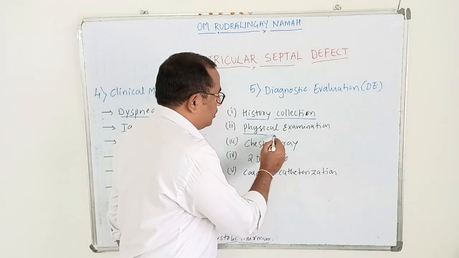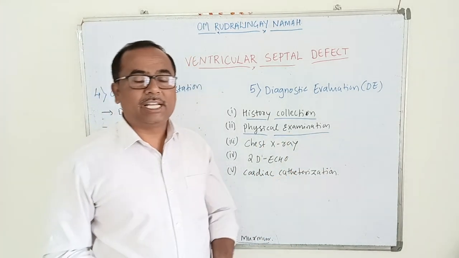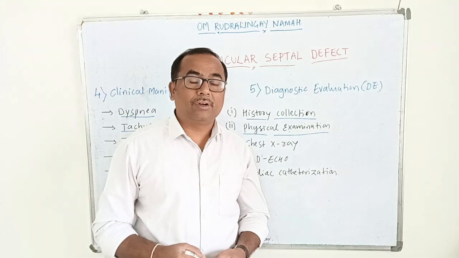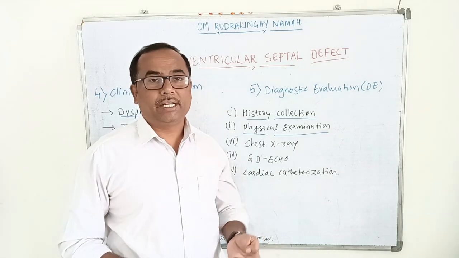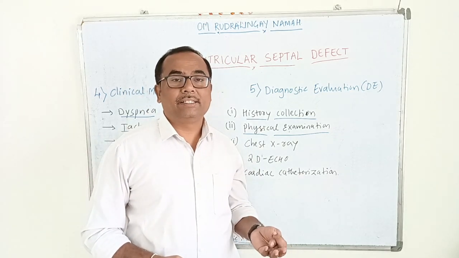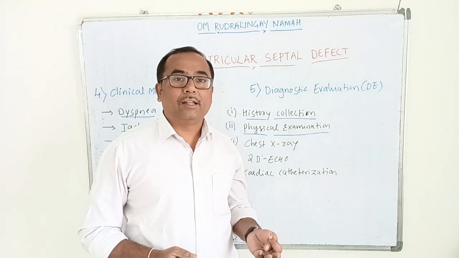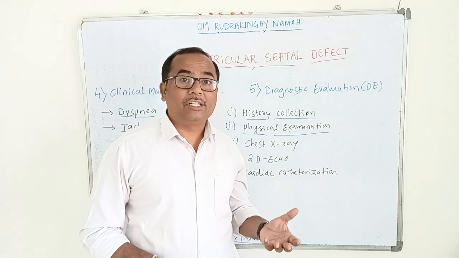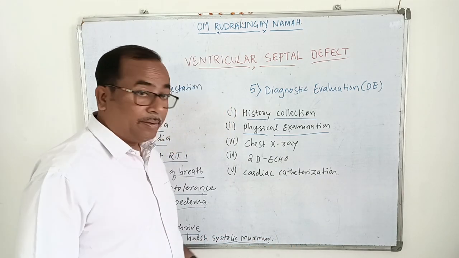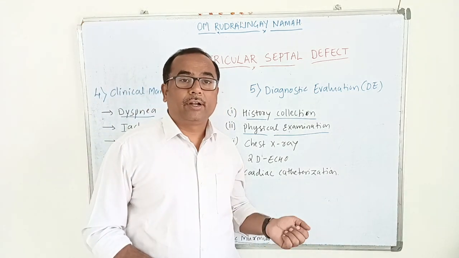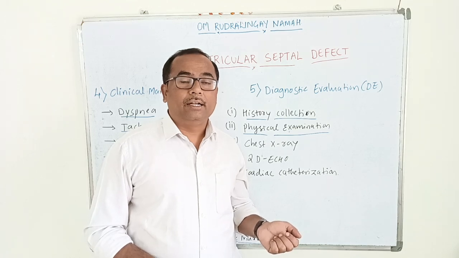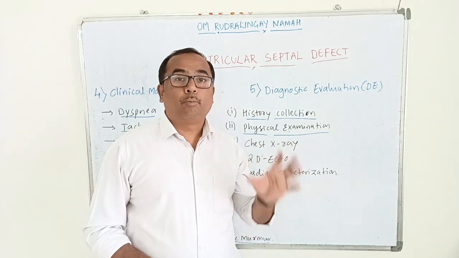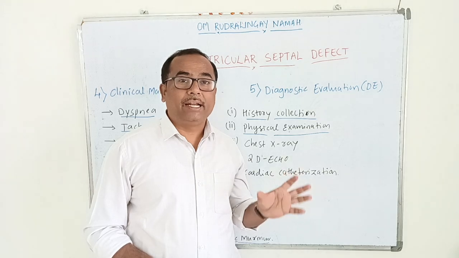And physical examination. We can do a physical examination of the child, and thereby we can come to know about tachypnea, that is increased respiration rate, and tachycardia, increased pulse rate or heart rate. On auscultation there will be a harsh systolic murmur because of shunting of blood from the left ventricle to the right ventricle. We can also see there is no proper height and weight development of the child.